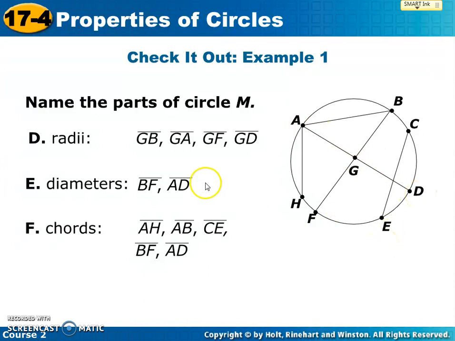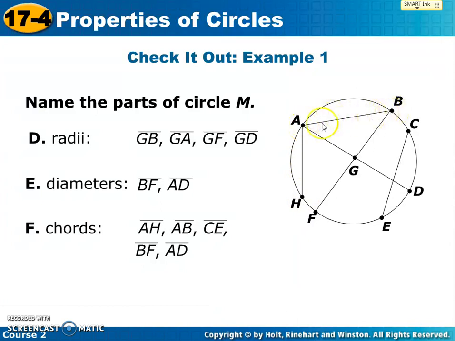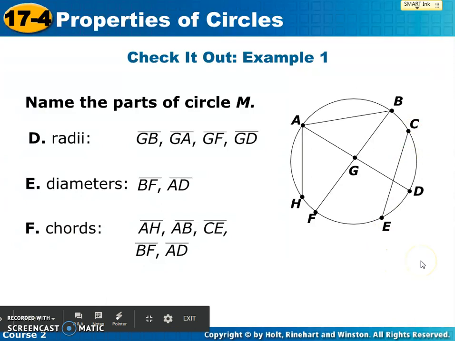All right, well, chords, our diameters for sure need to be in the list. So you notice on the bottom here, segment BF and segment AD are there. But there are more. So we have segment AH. So this part right here is a chord. Segment AB and segment CE. All right, so there's another example just to get an idea of how to write those items.